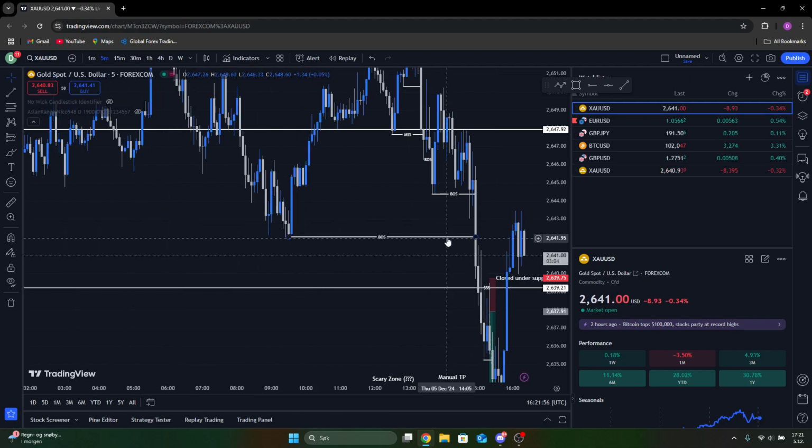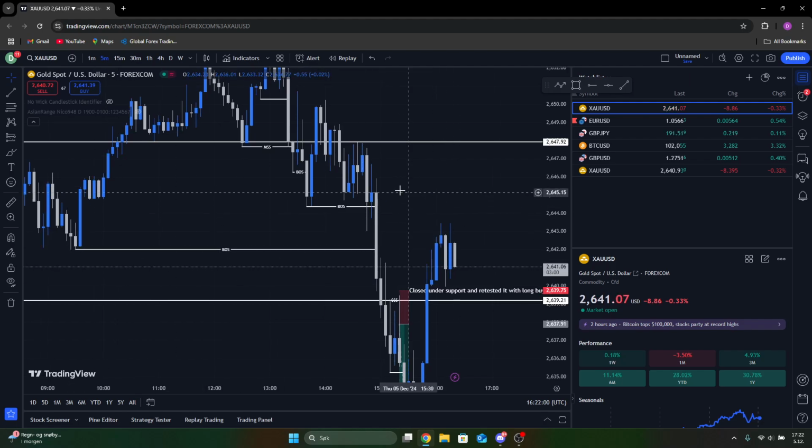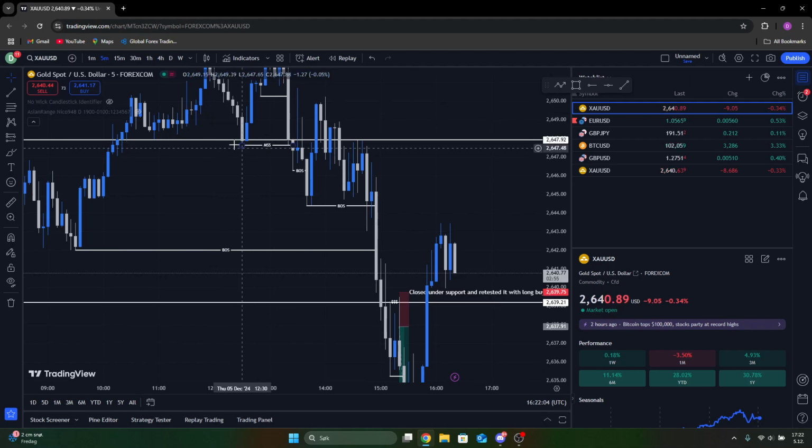What we also see here is a breakout structure of the 30-minute, 1-hour trend. Or market structure shift, I could say, but I call it a breakout structure here because I already have marked out the market.